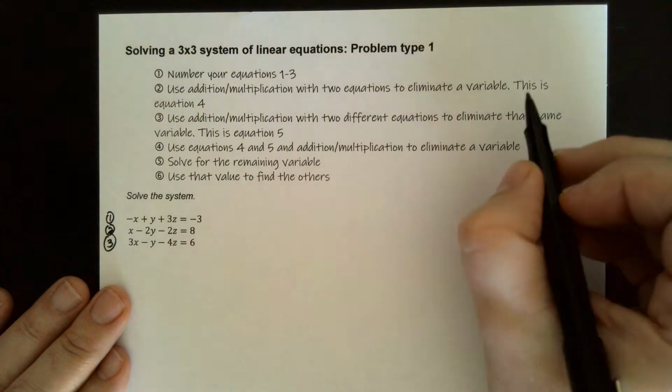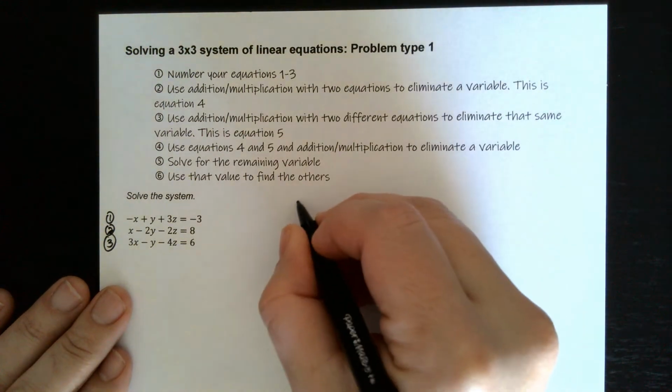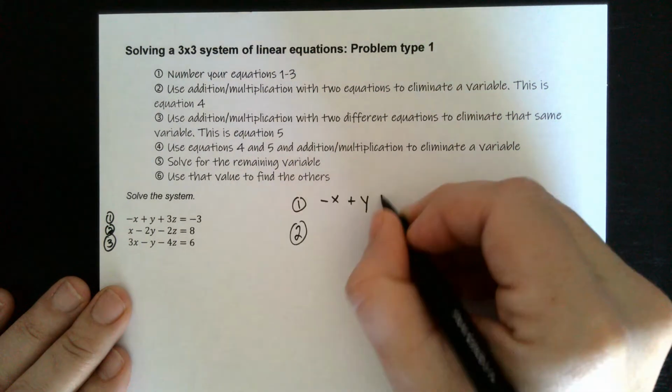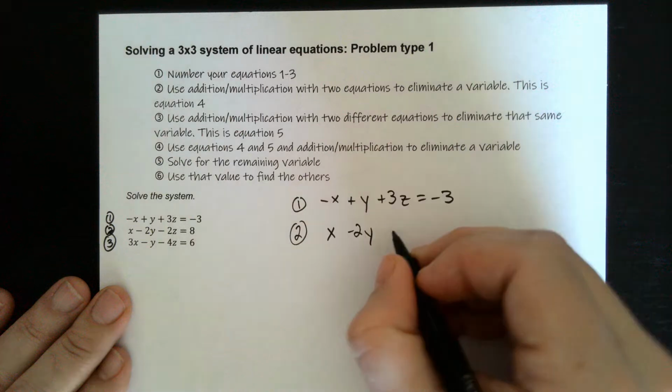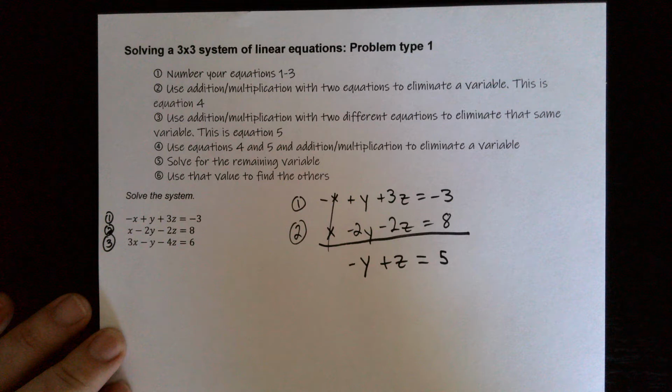Okay, and then we're going to choose two of them and try to eliminate a variable. This will be equation 4. So let's choose 1 and 2. Here's 2. If we add them, with this, which is negative y, and this, which is plus z, and this, which is 5. Okay, so we start doing number 3.